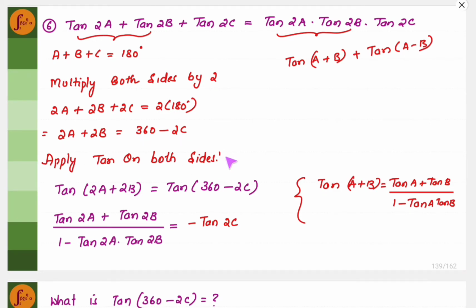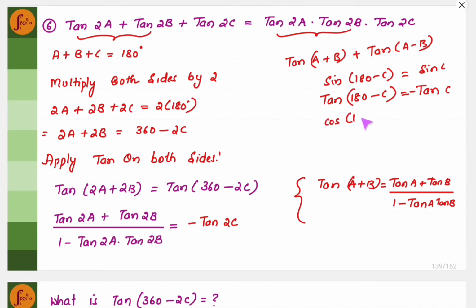Now I'll apply tan on both sides. So I'll get tan(2A plus 2B) is equal to tan(360 minus 2C). If you remember, tan(180 minus C) is equal to minus tan C. Sin(180 minus C) is sin C, and cos(180 minus C) is minus cos C. For cos and tan there is a negative sign. For sin it is positive. Now here instead of 180 minus C we have 360 minus 2C. It is double, so instead of C we'll put 2C.